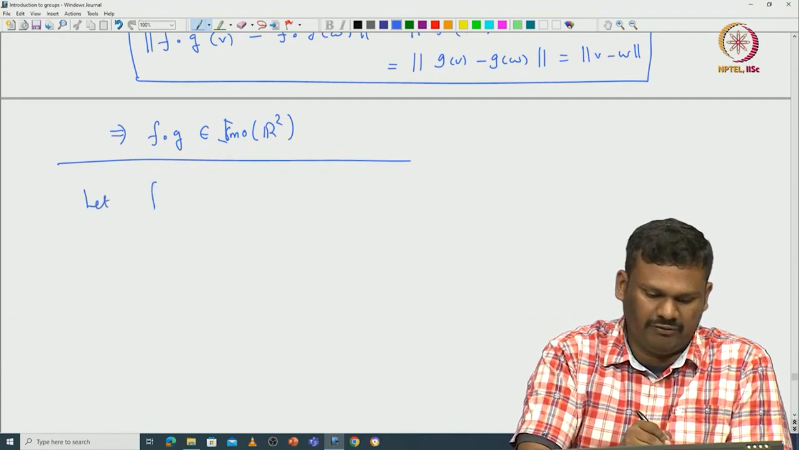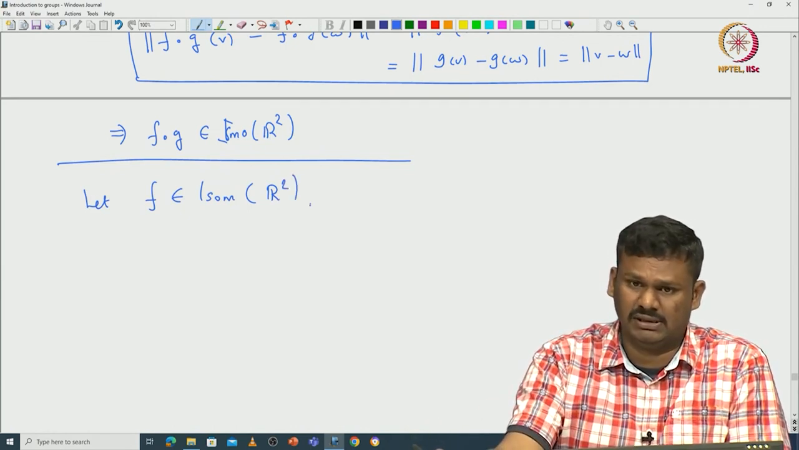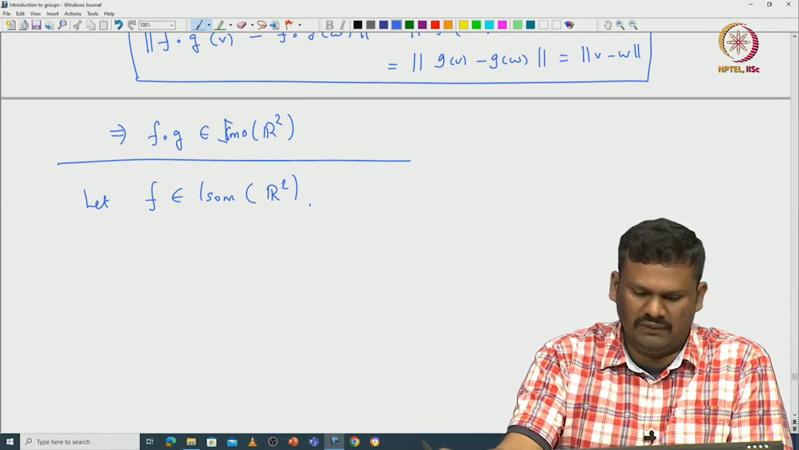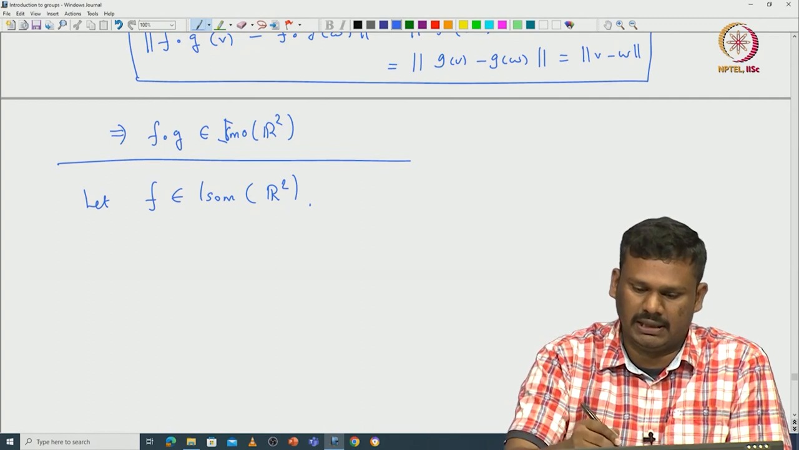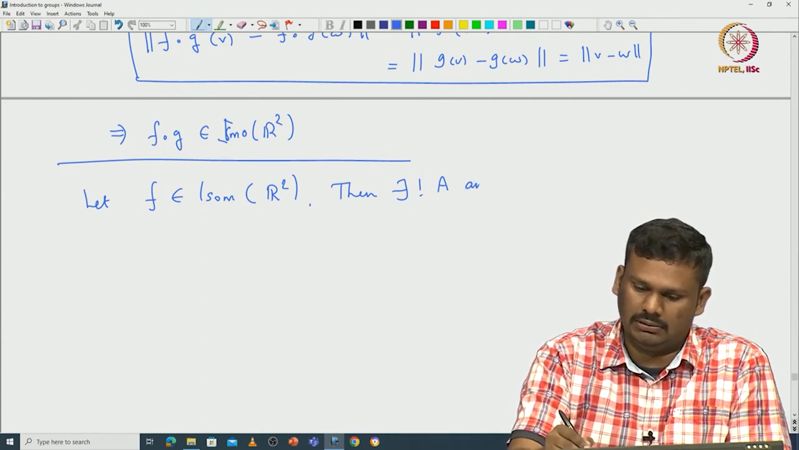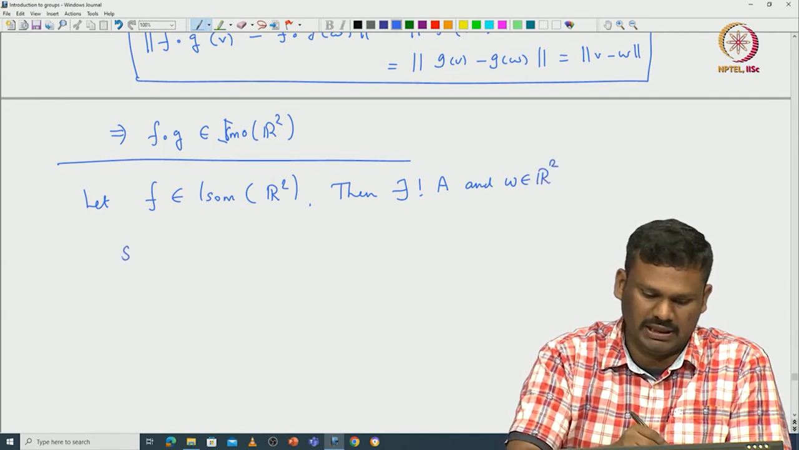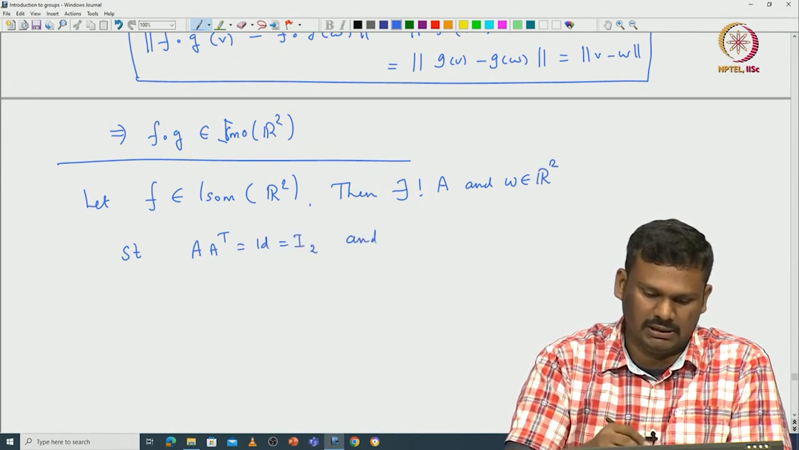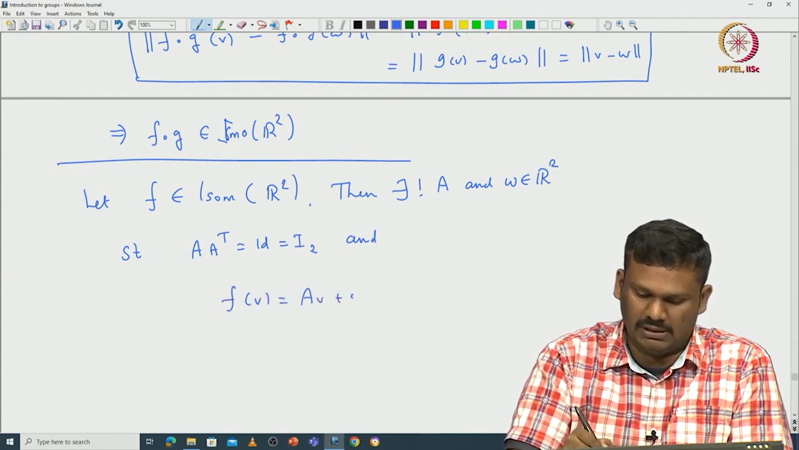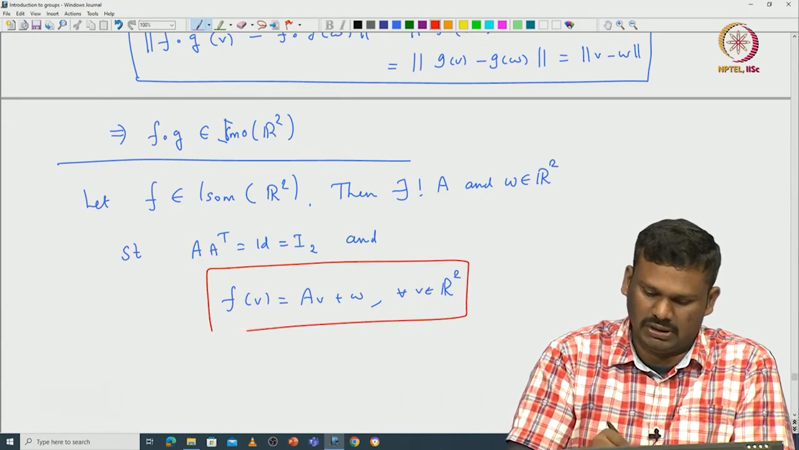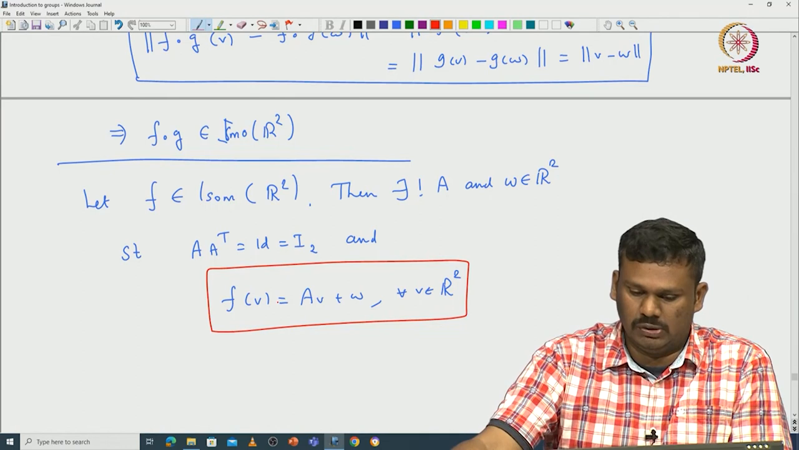Now let F be in the isometries of R2. We need to show that this F has an inverse, and that the inverse is also an isometry. How do we check this? From our earlier result, there exist a unique matrix A and W in R2 such that A transpose A is the identity I2, and F of V is given by AV plus W for all V in R2. This is what we proved. This gives a very explicit formula for all isometries of R2.